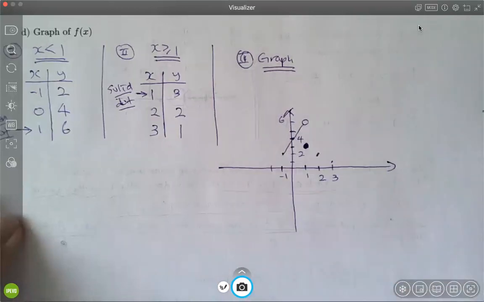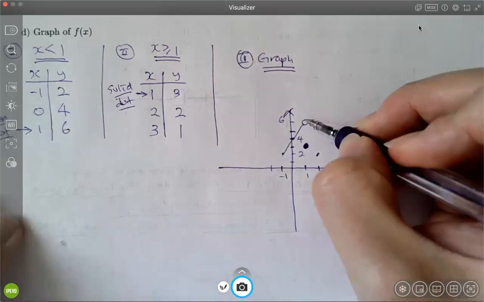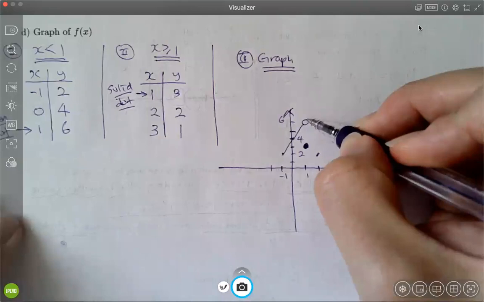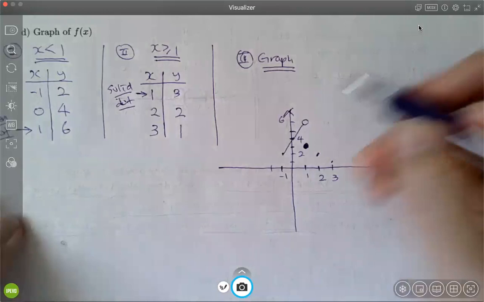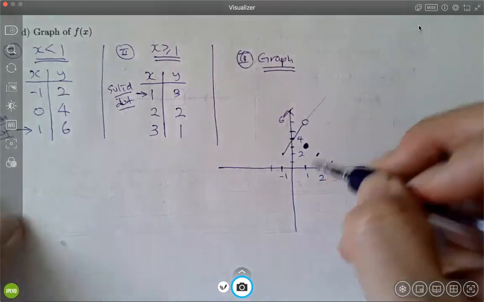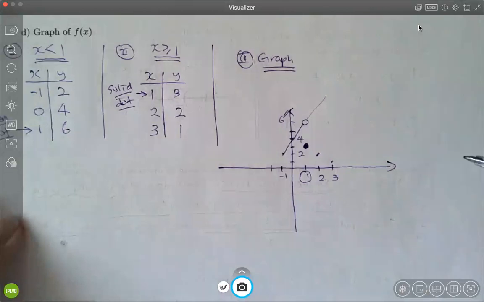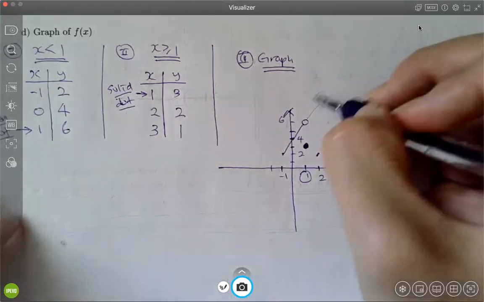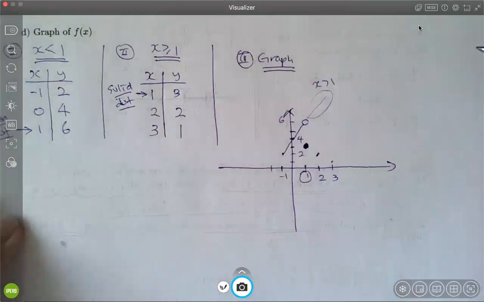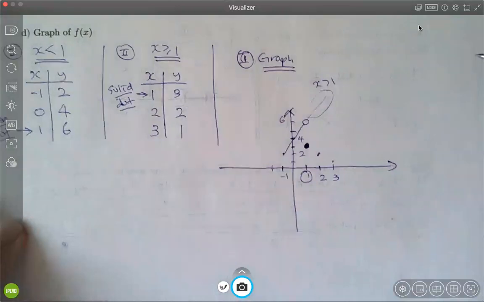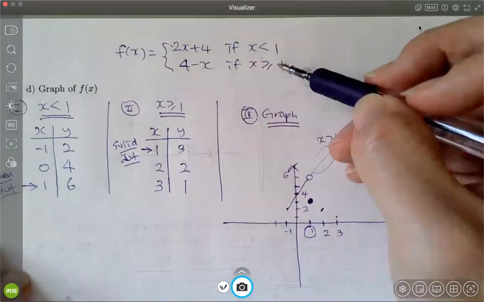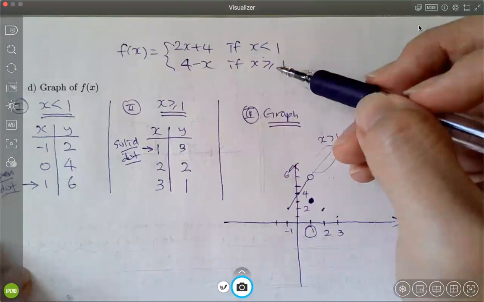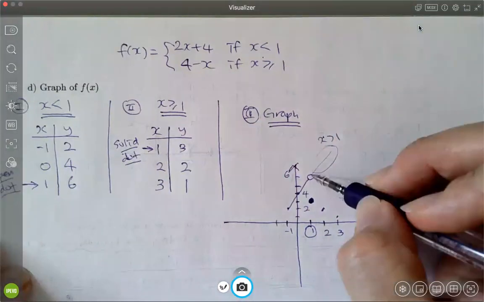Okay, now here comes the trick, another tricky part. Do we extend our line beyond this empty dot like this? No. Okay, and what's the reason? Because if we do, what's the problem? So here is the boundary point, which is 1. And this portion corresponds to what? Anything greater than 1, right? Okay, but remember, the first piece, 2x plus 4, is valid only when x is less than 1. Okay, so we should not extend our graph after this point.